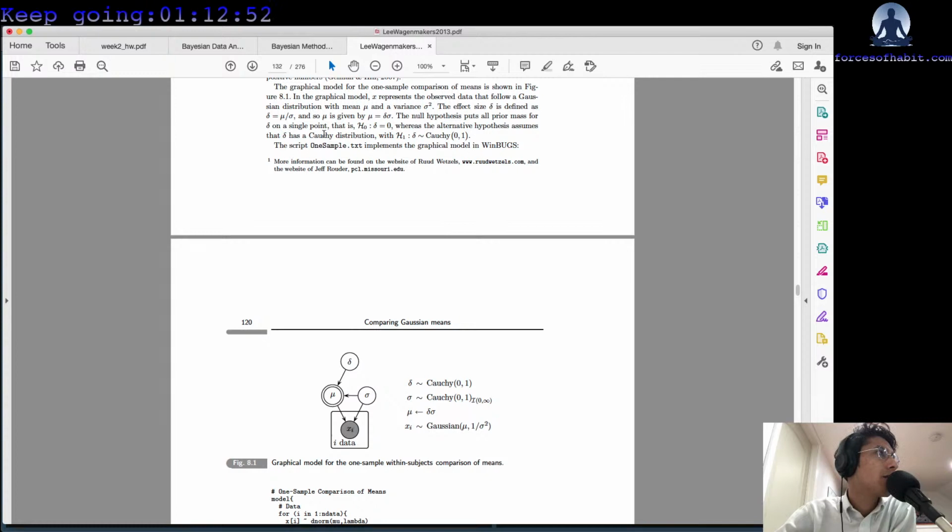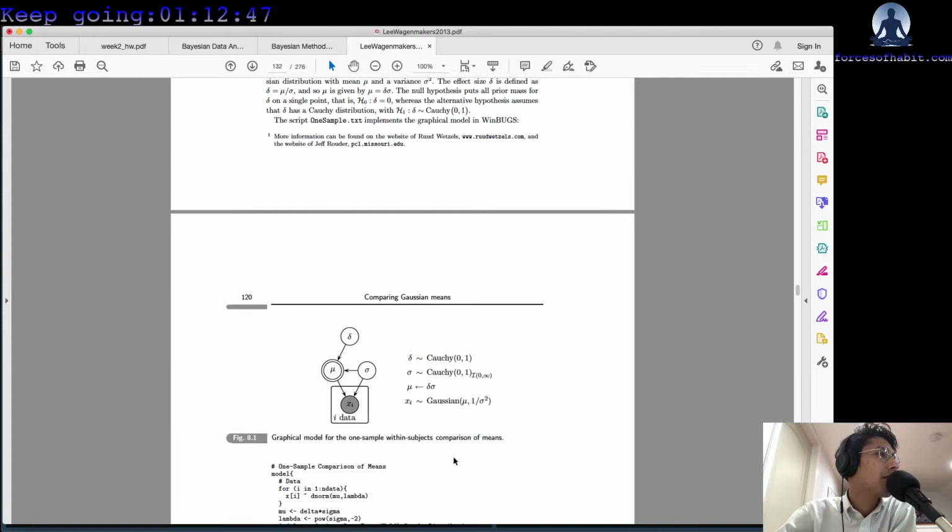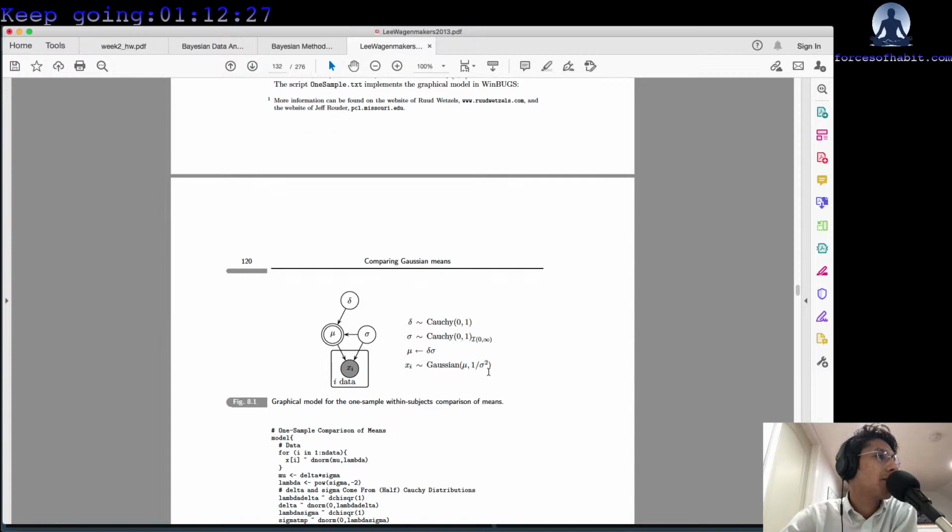which is distributed 0 to 1. So we have sigma as a Cauchy distribution 0 to 1, though we can't have negative variance, so it's restricted to a range from 0 to infinity. Here, the effect is going to be from 0 to 1. And then a Gaussian distribution with mu and precision. Pretty simple model. Let's crack it open.